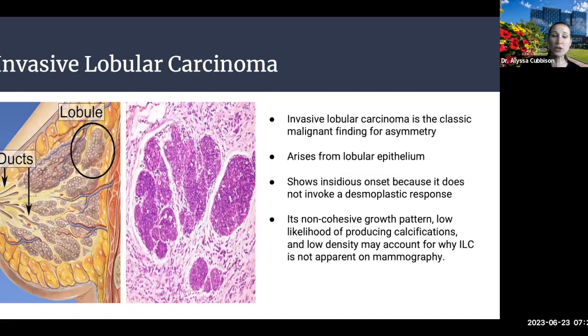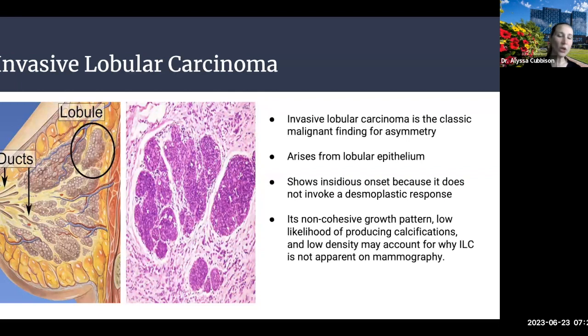I did want to touch on invasive lobular just for a second here because it is oftentimes the cancer that we worry about missing, so to speak. So I touched on how most asymmetries are benign and the vast majority are tissue. And of the ones that are not tissue, most of those are benign. So why do we bother calling them back?